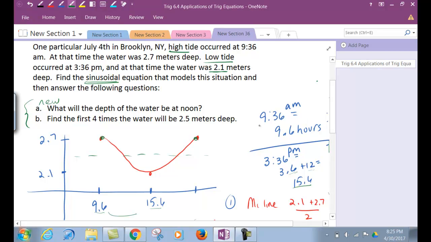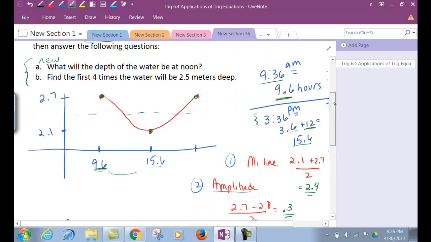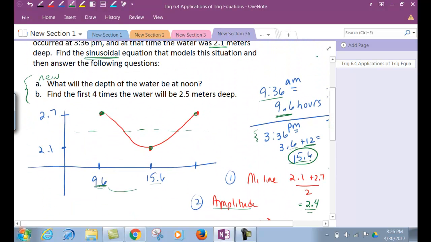First thing I had to do was change 9:36 from hours and minutes to hours with a decimal of an hour. So I took 36 divided by 60, and I found that high tide was at 9.6 hours a.m., and I started there. And then I went to low tide, and again using 3:36, that turned out to be 3.6 hours, but because we're afternoon, I'm going to add the 12. You've probably heard people talk about military time, and that's what I did here to get 15.6.